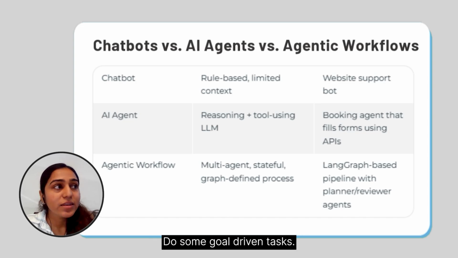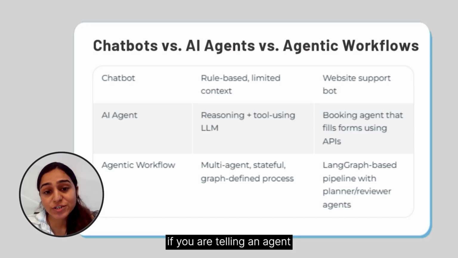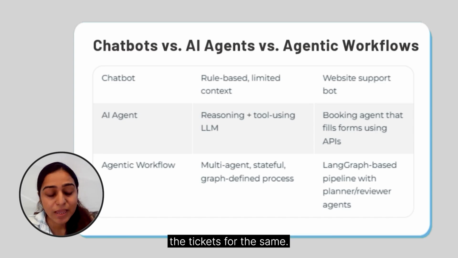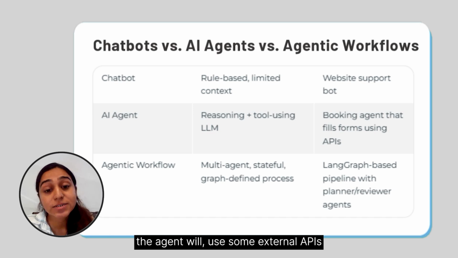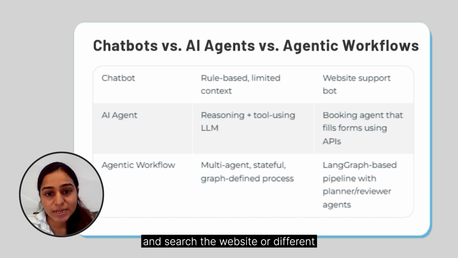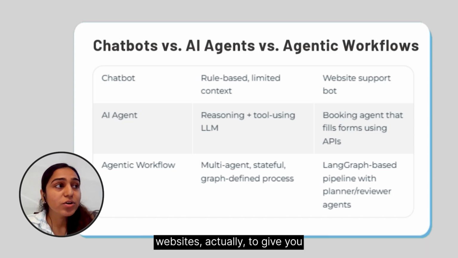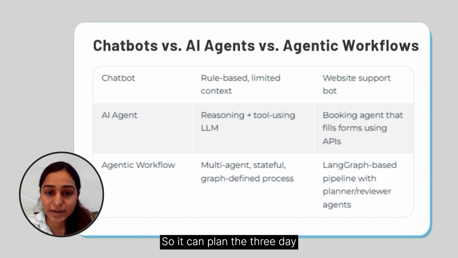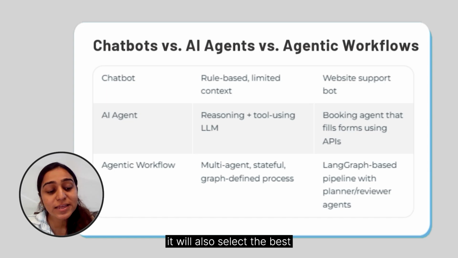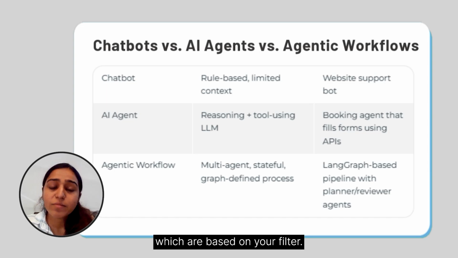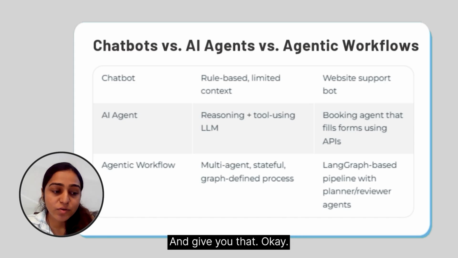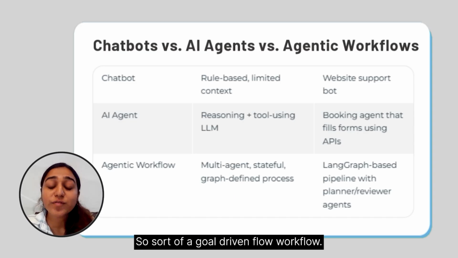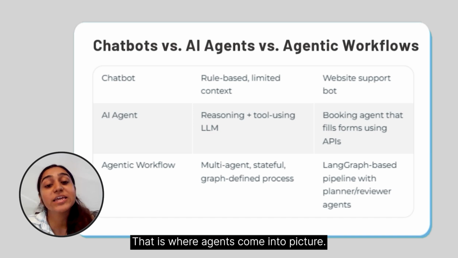Second, coming to an AI agent, it does goal driven tasks. So, for example, if you're telling an agent to plan me an itinerary for an upcoming vacation and also book the tickets for the same. Now, here the agent will use some external APIs to go and search different websites to give you the best locations to visit and on which day. So it can plan a 3-day itinerary for you. And based on that, it will also select the best selling tickets based on your filter and give you the best 3 tickets, and ask the user for feedback on whether I should go ahead and make the payment or not. So a sort of goal driven workflow, that is where AI agents come into the picture.